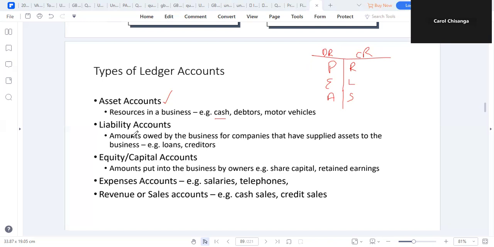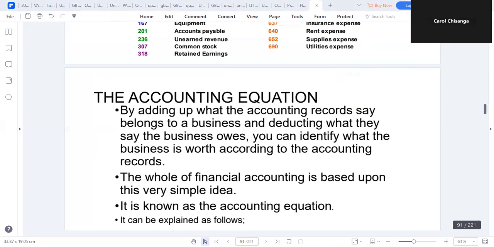Altogether. So now we're going to put some transactions that we're going to post in these accounts. You need to really understand how to post these accounts using the duality concept.